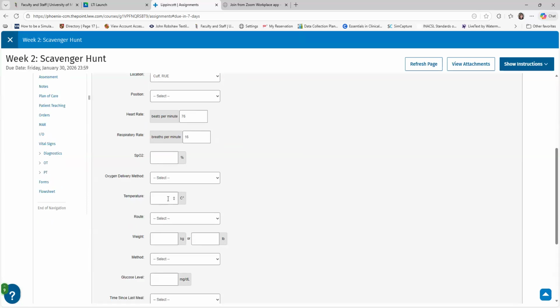All right, so we're going to chart in Celsius. What was our temperature, Professor Nuttycombe? Let's say 36.5. Okay, and what does that correlate to in Fahrenheit?